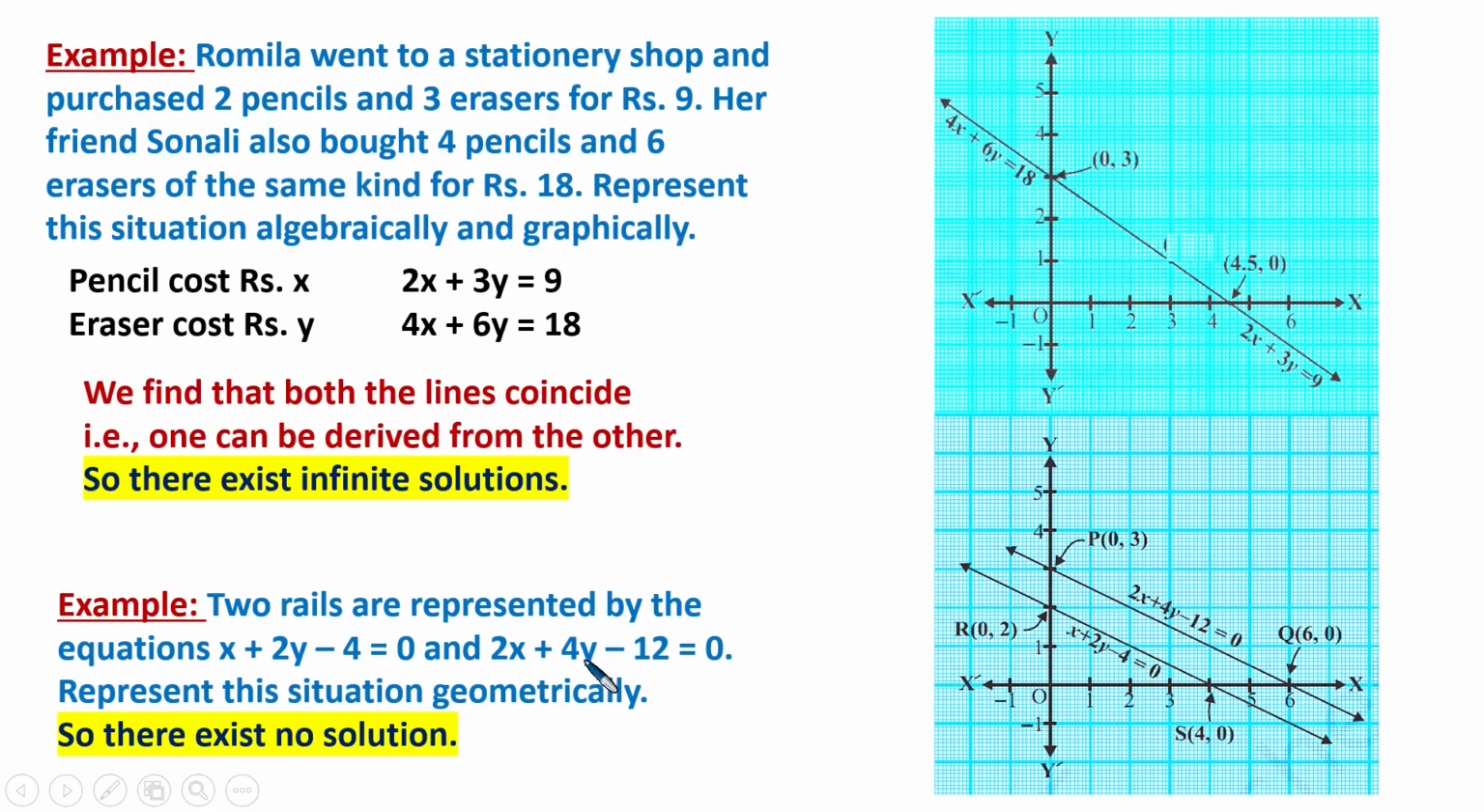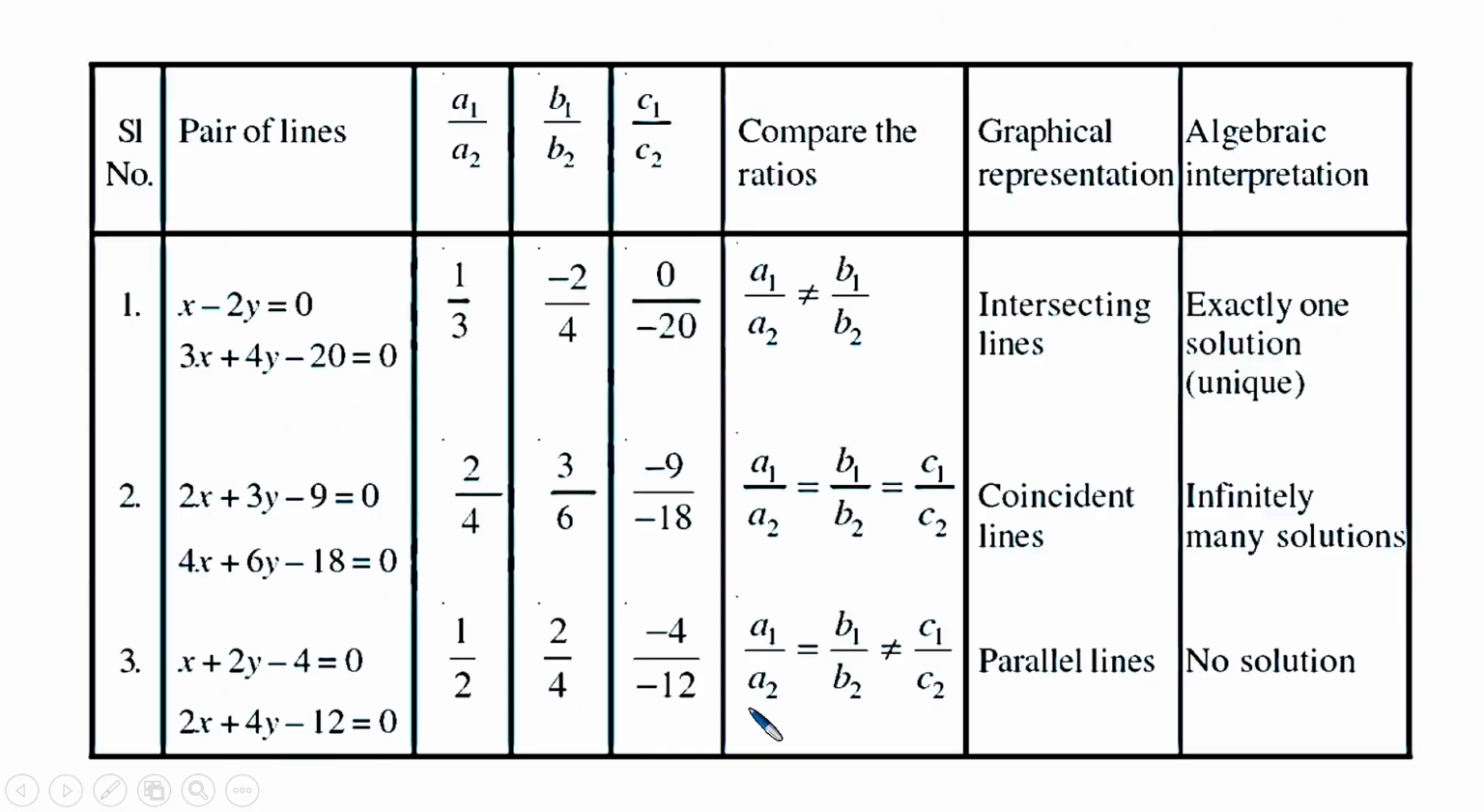For x equal to 0, y is equal to 3, that is y equal to 12 by 4, which is 3. Please go to my class 9 lecture. I don't want to waste much time on these simple things. And for y equal to 0, x is equal to 6. Here this 12 will go to this side, so 2x is equal to 12. So x is equal to 6. So kindly go to my class 9 lecture.